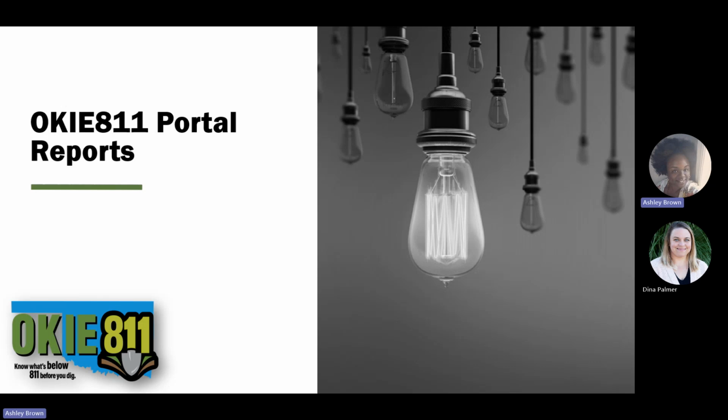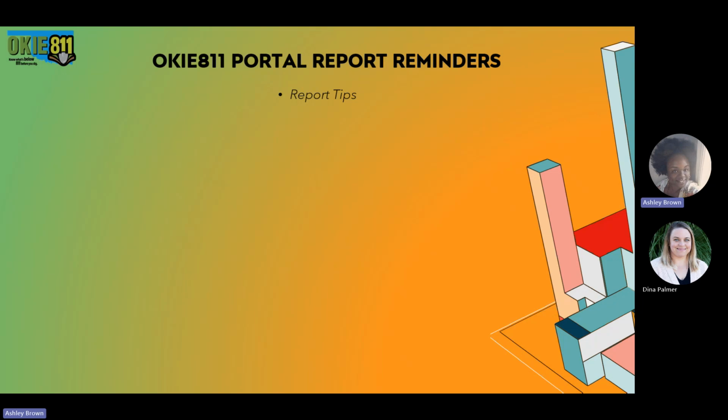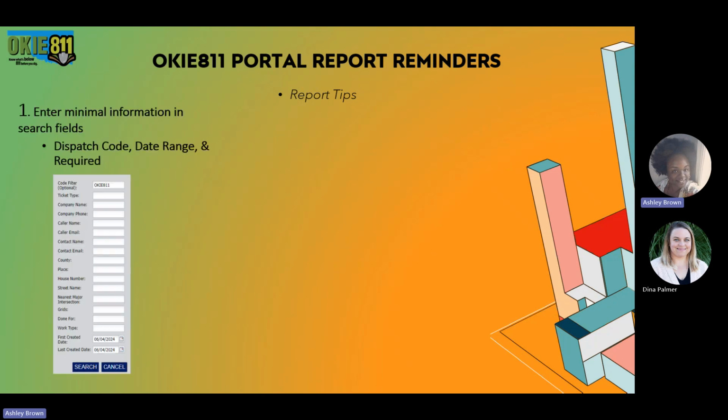We also receive many questions about if you can pull a report in the Oki 811 portal. How can I pull a report? What does the portal feature look like? And so we do want to just offer a few reminders here. First up being that the reports feature has a very large amount of data that it must burrow through. So it's best to enter minimal information in the search fields, and then when your results list generates, you can filter down the information that you'd like to view. If you enter too much information, you might experience an error code.